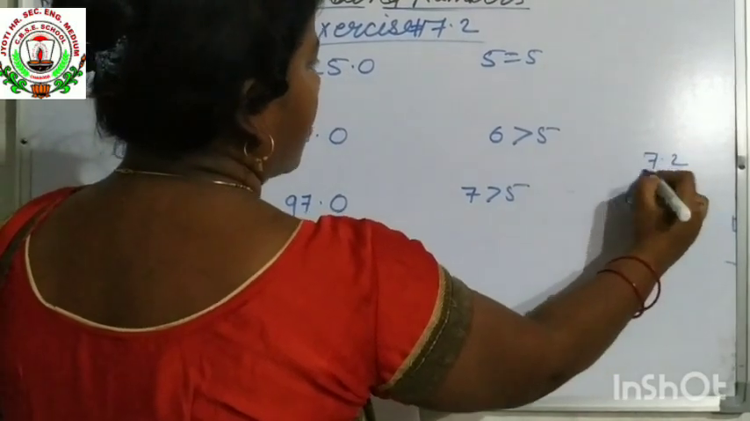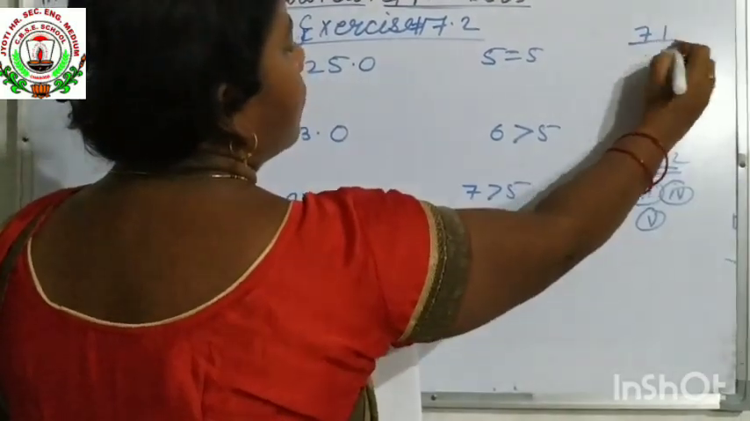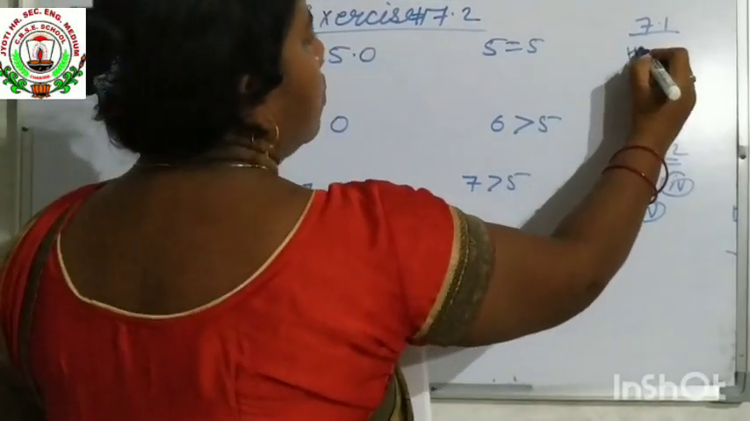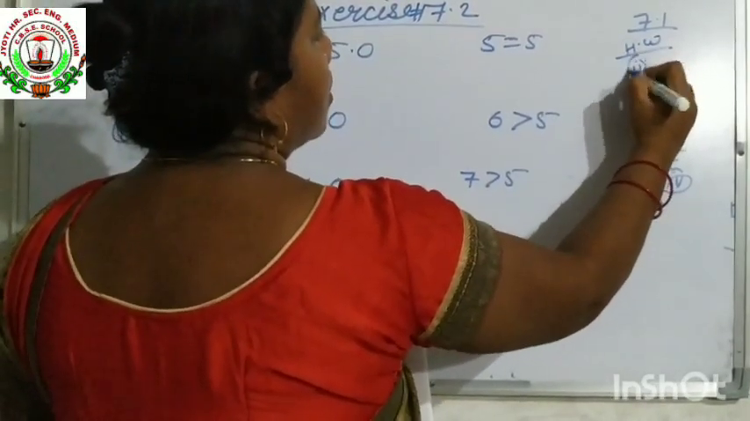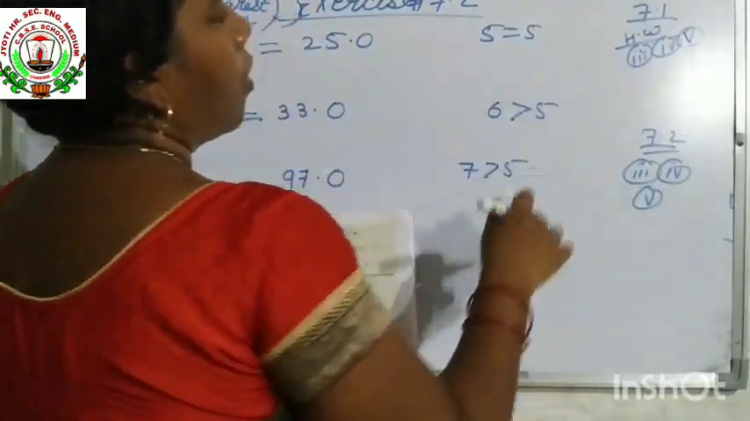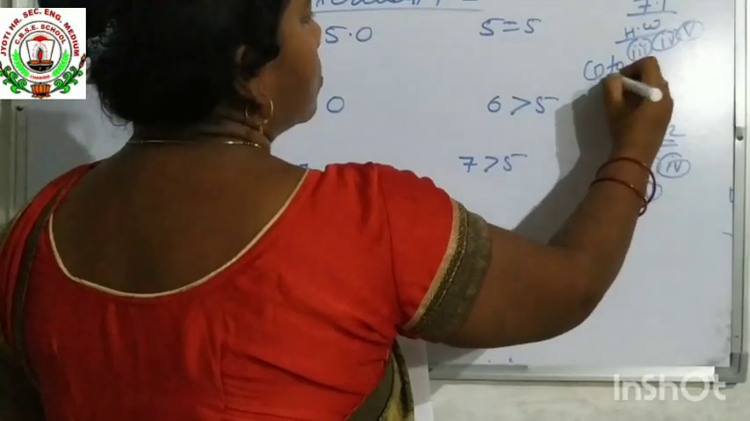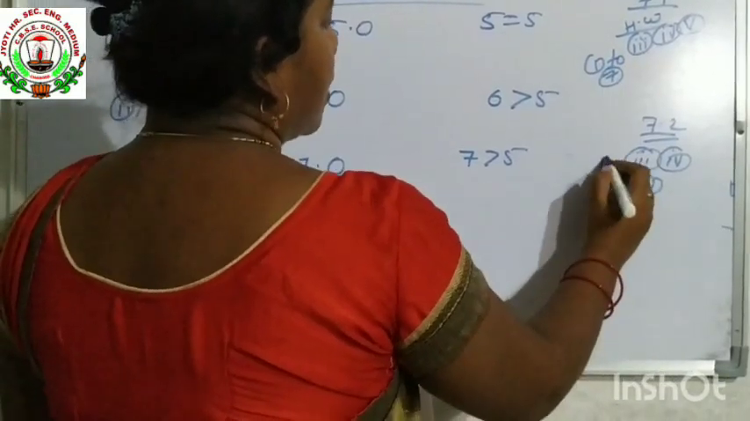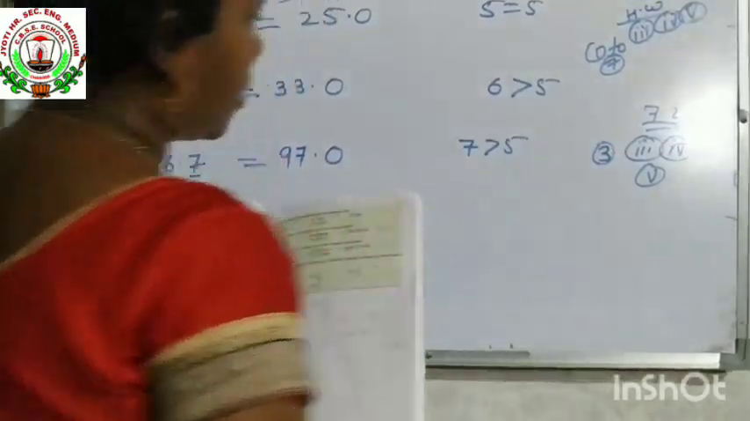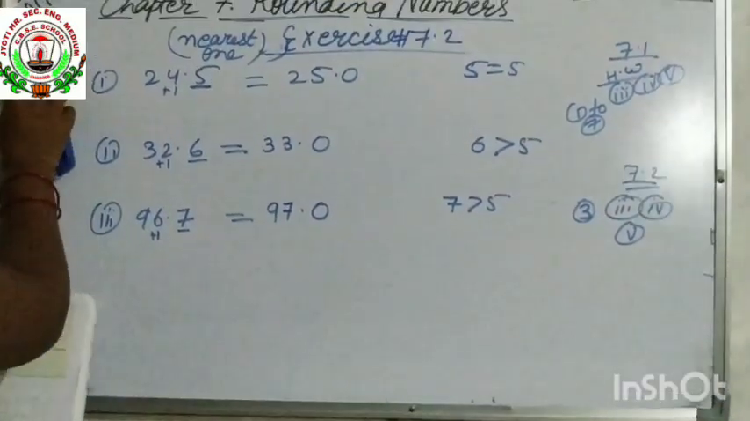It is in exercise 7.2. In 7.1, the questions which I have not done, the rest of the questions you will have to do. That is also question number 3, 4 and 5, in all the questions 1 to 7. And here it was number 3. Okay, now next we will see question number 4.